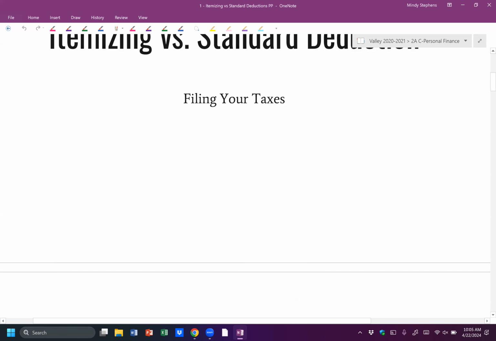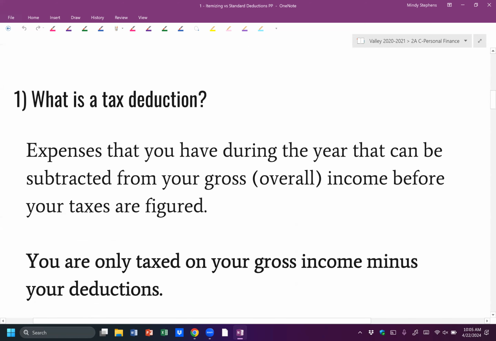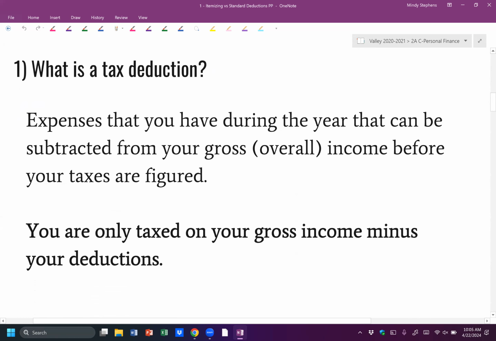First, the first question on your paper is, what is a tax deduction? You're going to write this down under number 1 on your paper. It's an expense that you have during the year that can be subtracted from your gross or your overall income before your taxes are figured. So write this down on your paper. This is question number 1. I'll give you a second to write it and then I'll explain it better after you write it.